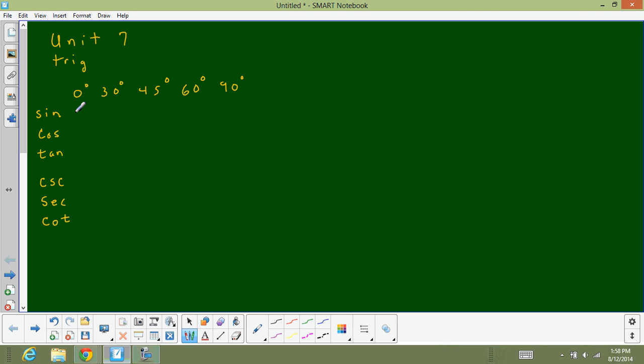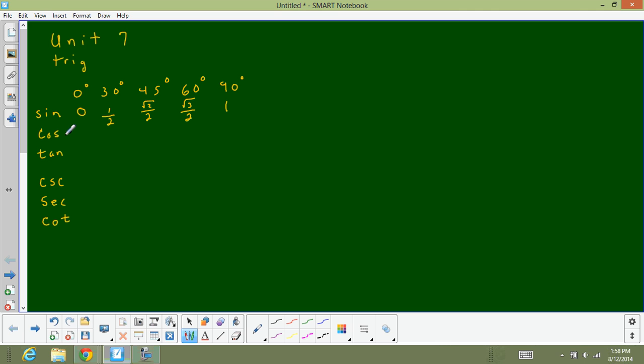Now, for sine, the sine of 0 degrees is 0. The sine of 30 degrees is 1/2. Okay. The sine of 45 degrees is square root of 2 over 2. The sine of 60 degrees is the square root of 3 over 2. And the sine of 90 degrees is 1.